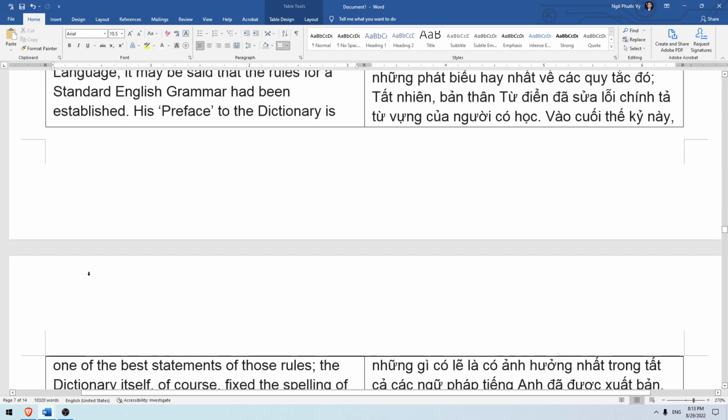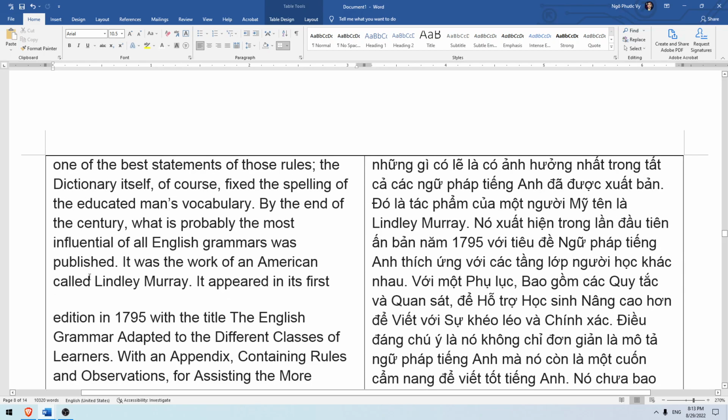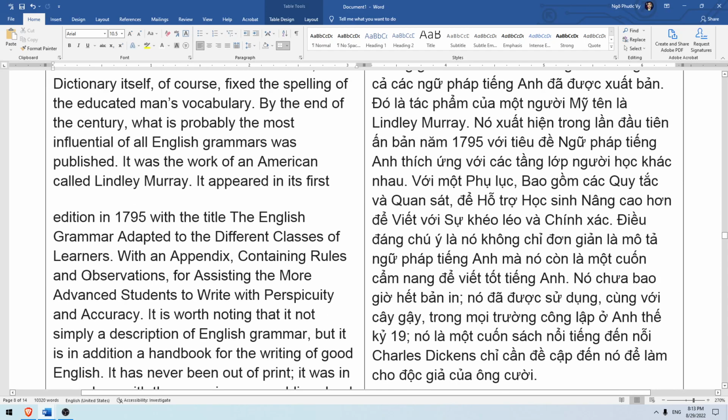His preface to the dictionary is one of the best statements of those rules. The dictionary itself, of course, fixed the spelling of the educated man's vocabulary. By the end of the century, what is probably the most influential of English grammars was published. It was the work of an American called Lindley Murray.